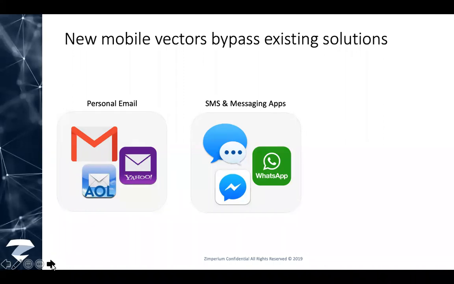But an email is a little bit more asynchronous time-wise, right? So personal email, totally bypass it. SMS messaging totally bypasses traditional things.